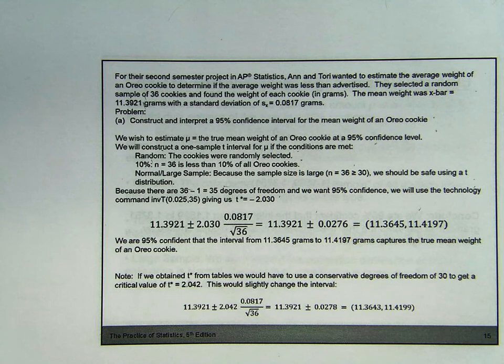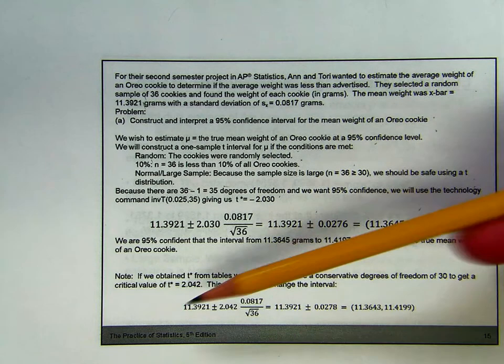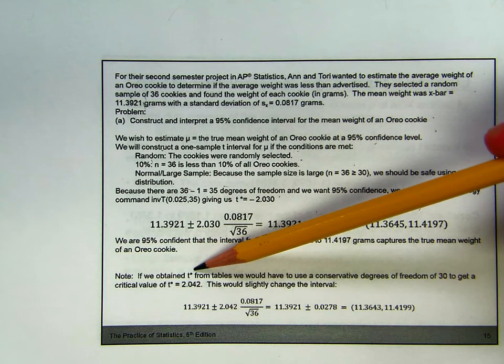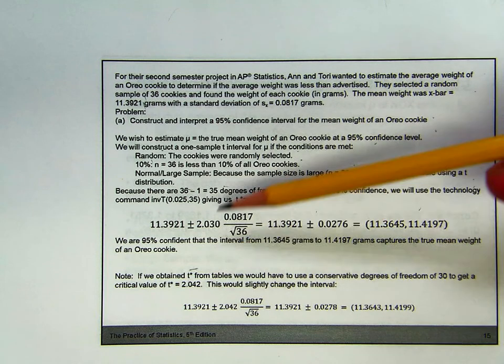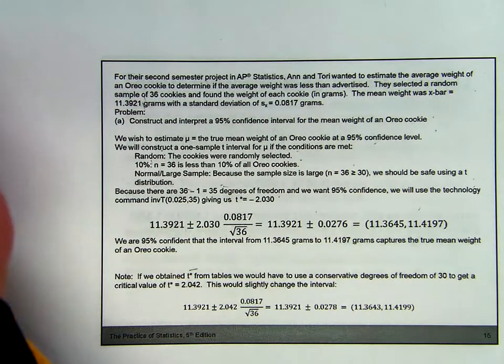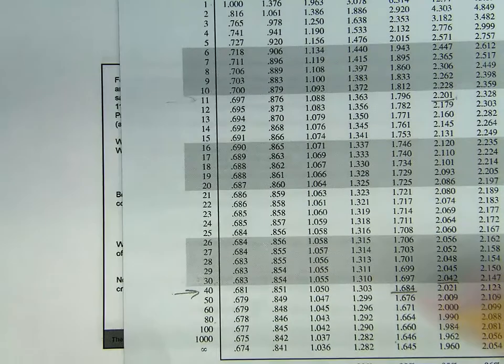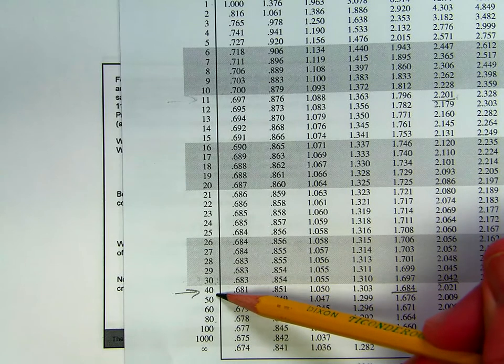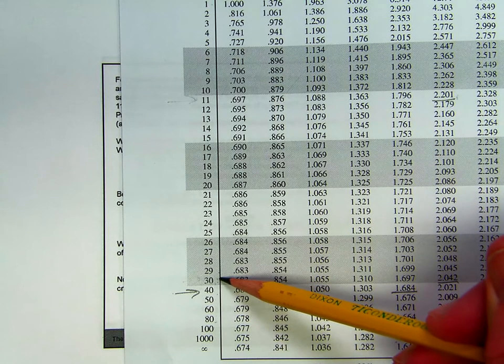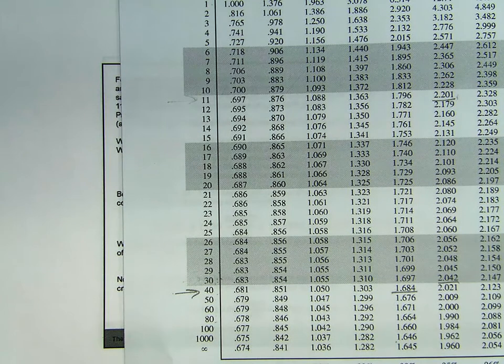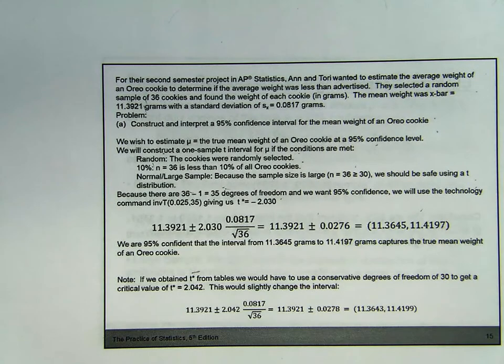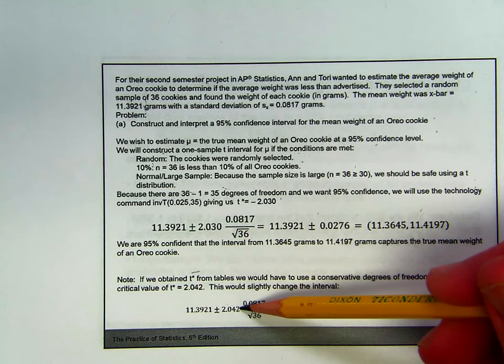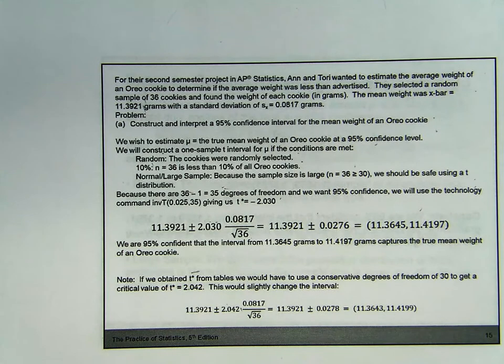Now, as a what if, we got the t star from the table instead of working off of the calculator? Well, there is no 35 degrees of freedom on your typical table. It jumps from 30 to 40. So you'd have to go down to 30 and then use those degrees of freedom, which would make your t star 2.042 instead of 2.03, which makes this your interval.